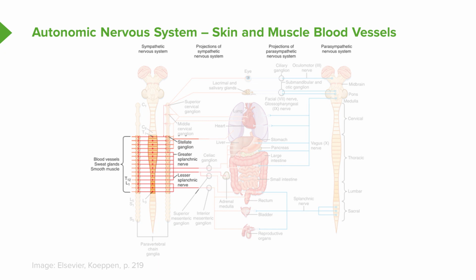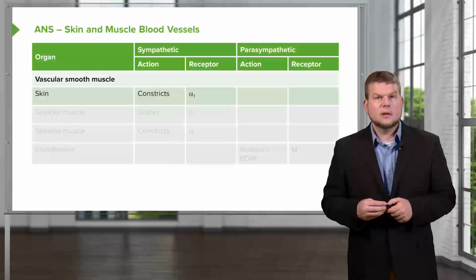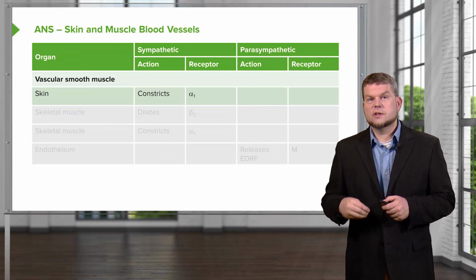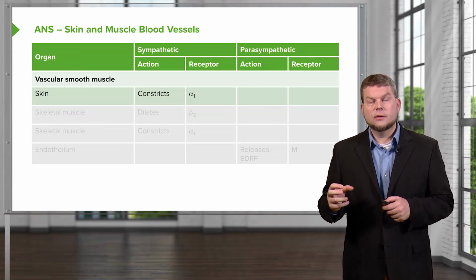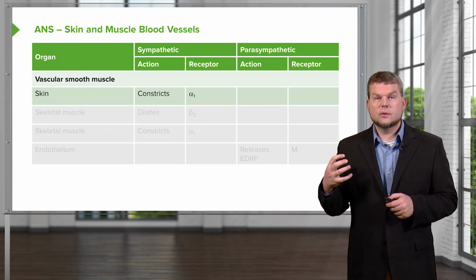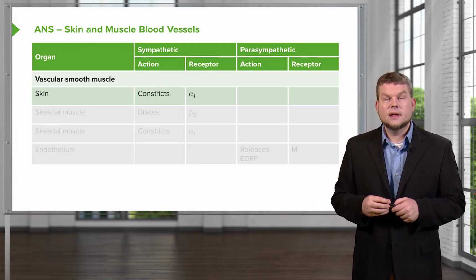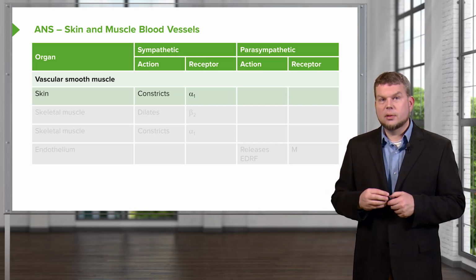Here we need to talk through which things cause constrictions and dilations. So in the skin, we mainly have alpha adrenergic receptors that cause vasoconstriction. So vasoconstriction is going to be decreasing the luminal diameter of a blood vessel. That reduces the amount of blood flow.